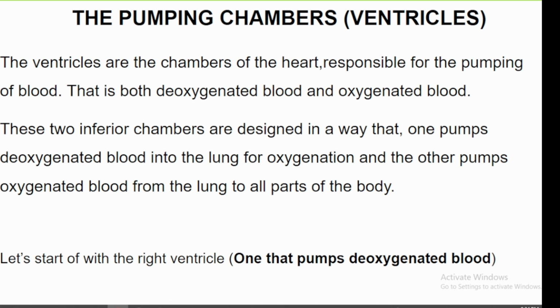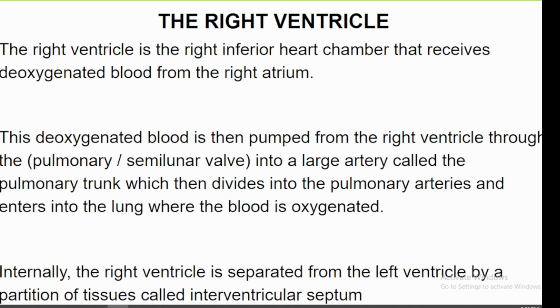for oxygenation, and the other pumps what? Oxygenated blood from the lung to all parts of the body. Are we there? So let's begin with the right ventricle, which is the one that pumps what? Deoxygenated blood. There we go. So the right ventricle is the right inferior heart chamber that receives deoxygenated blood from the right atrium.